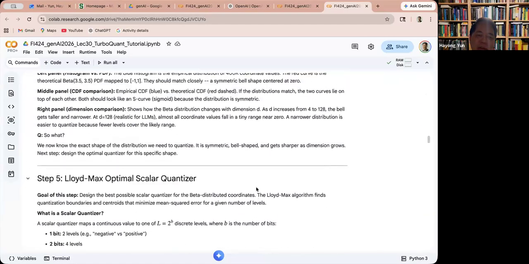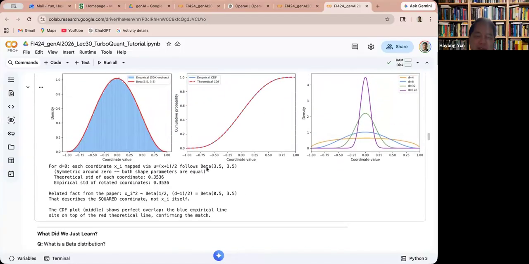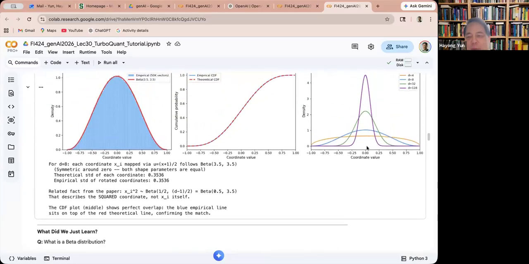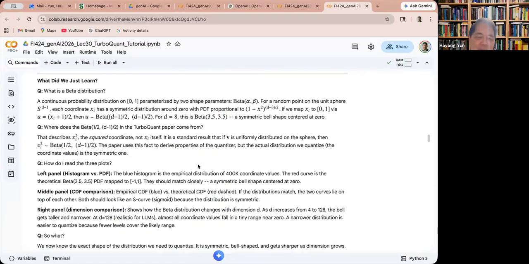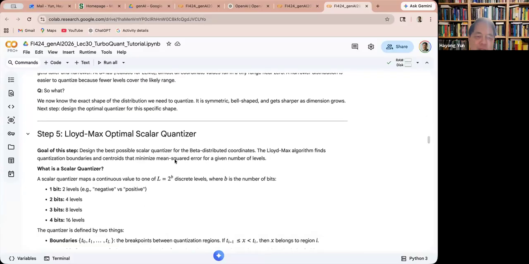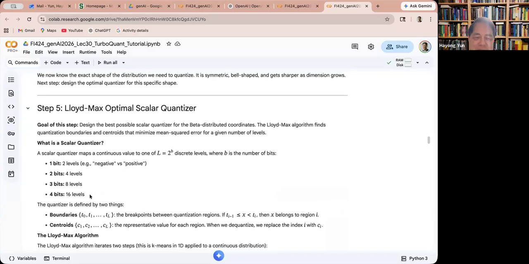Okay, so once you have transformed it into this kind of distribution, what do we do? Now we actually have to decide where to put the grid points, isn't it? And there's a process for beta distribution. It's called the Lloyd-Max optimal scalar quantizer. If it's one bit, you have minus 1, 1, two levels. If you have 2 bits, you have 4 levels, and 3 bits, you have 8 levels, 4 bits, 16 levels.